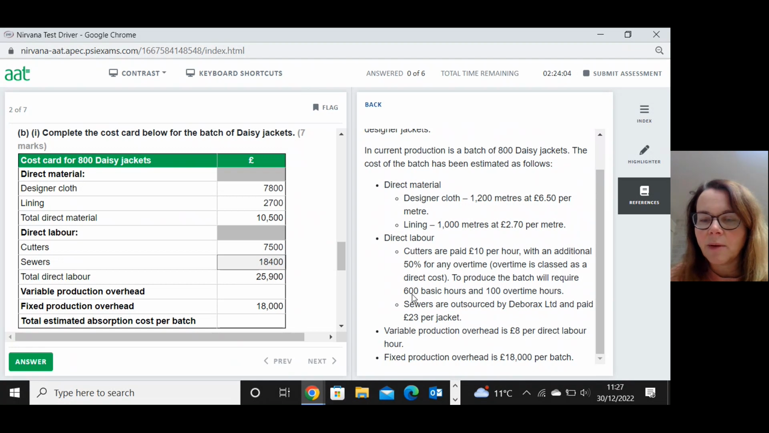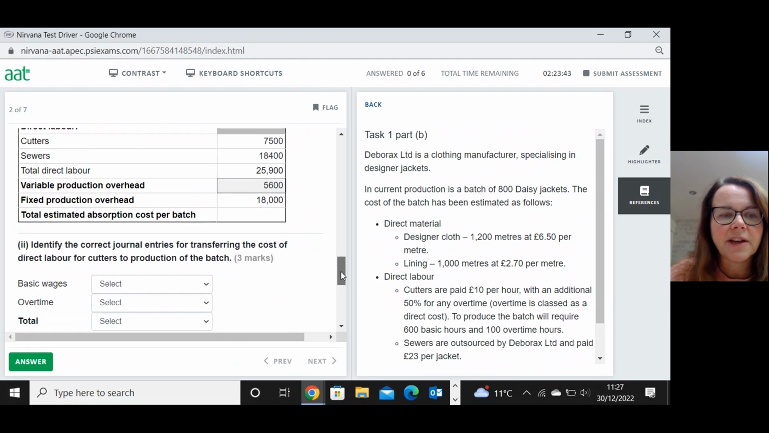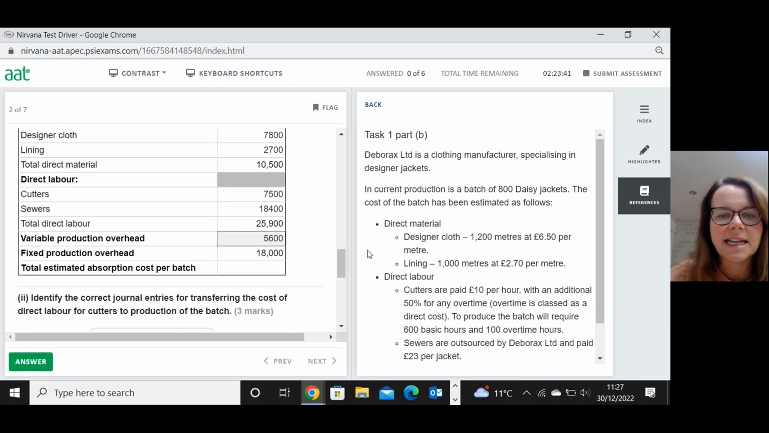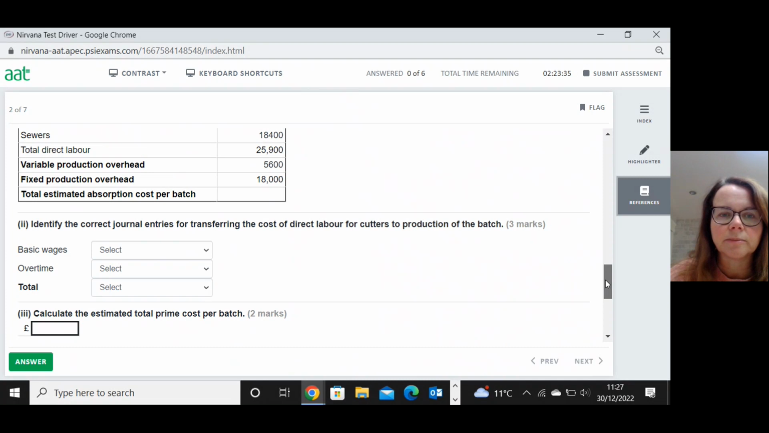Right, so how many hours are being worked? Well, there's 700 hours altogether. So if I do 700 hours times £8, that will give me 5,600, which is my variable production overhead. They've already told me that the fixed production overhead is 18,000. I'm just going to close that reference material by clicking on that reference button again.